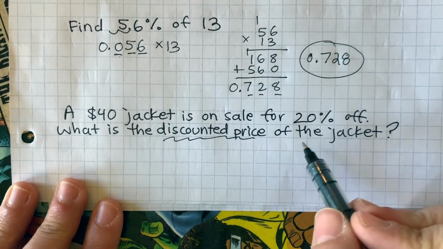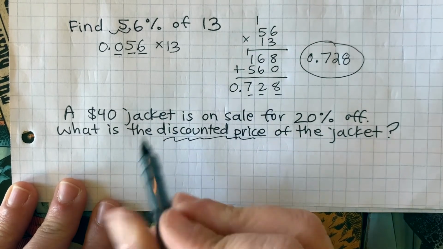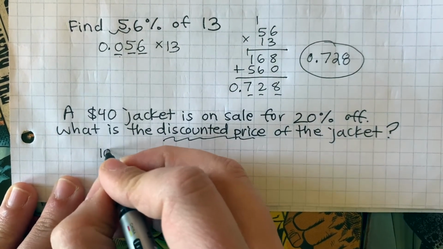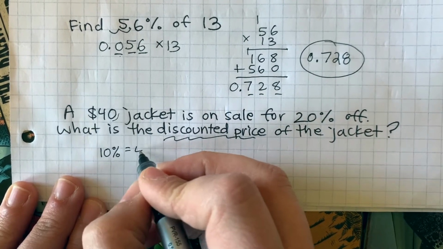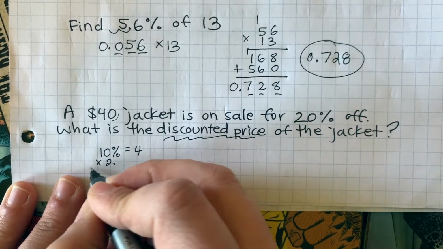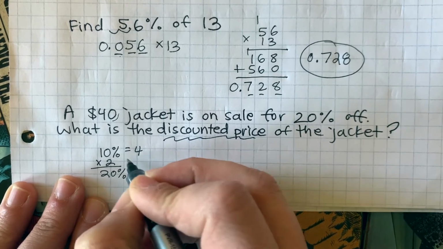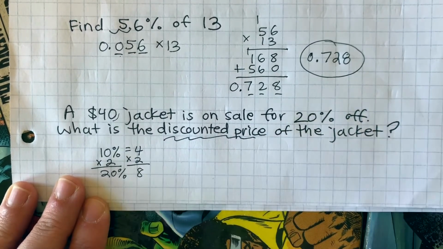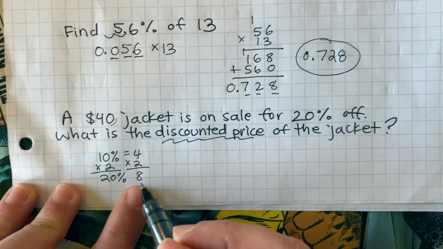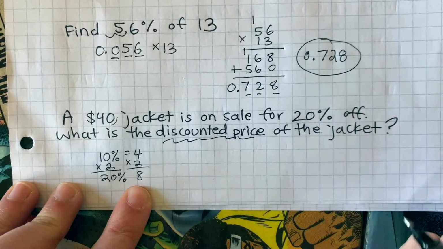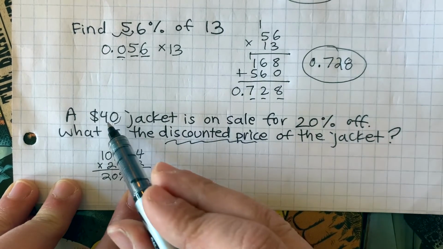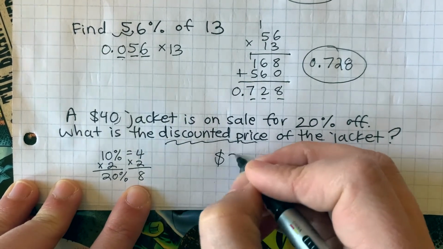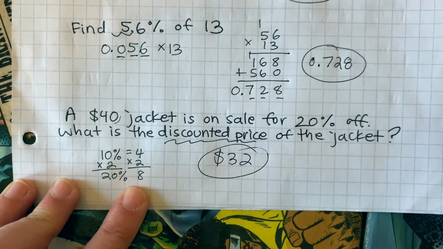Well, the first thing you want to find is what is 20% of 40. So I'm going to use mental math. I know that 10% of 40 is 40 divided by 10, which is 4. So if I multiply that by 2 to get 20%, it's 8. Okay, so what this tells me is I get $8 off a $40 jacket. So what is the sale price, or what's the discount price? It's going to be 40 minus 8. 32 dollars for a jacket.